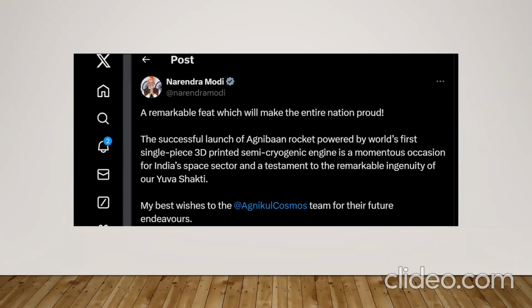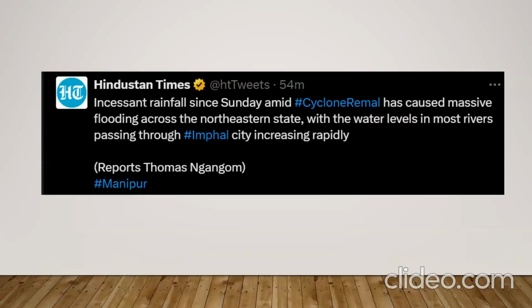I have not given the picture here. So this is the content for information purposes, and you just have a look here. Very simple words have been employed here to make the message more reachable to the very common people. And let's see another example by one of the famous newspapers' Twitter account.